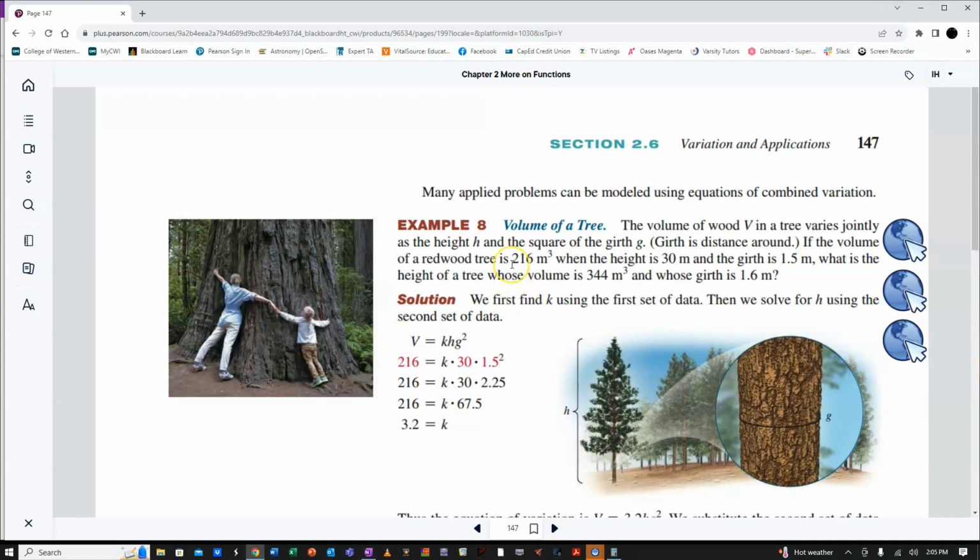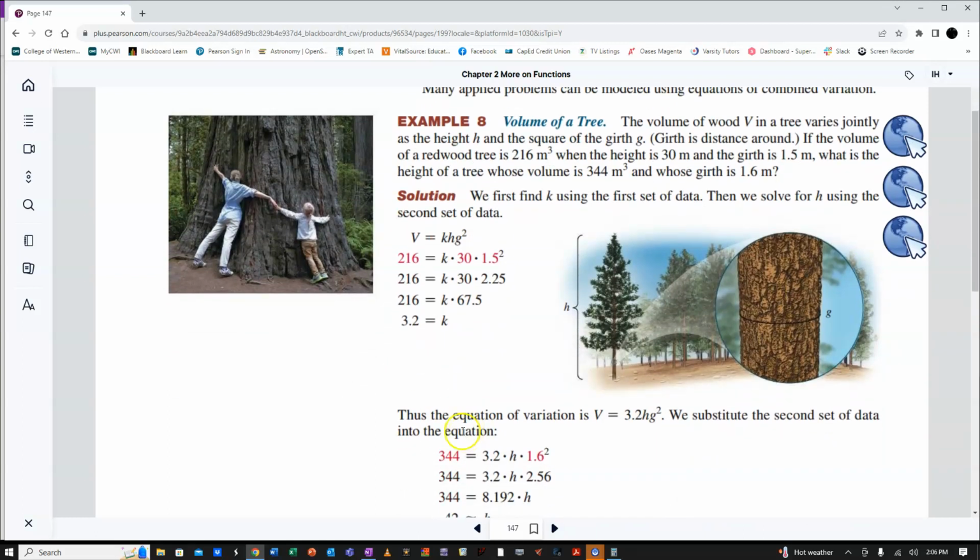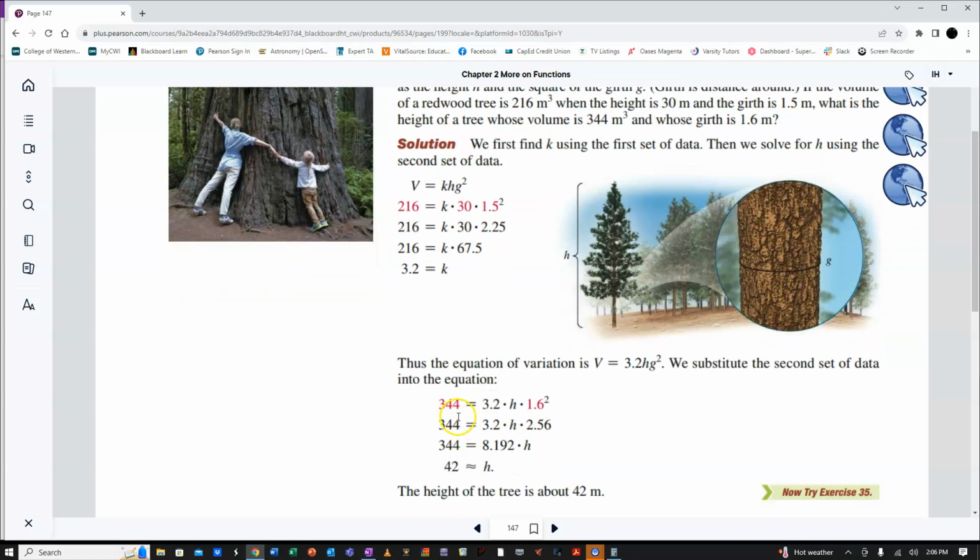We then plug in the numbers that are given in the problem, that the volume is 216 cubic meters when the height is 30 and the girth is 1.5. Going through the process of evaluating the constant, you get 30 times 2.25, 67.5. You divide that into 216, and you find that your constant is 3.2. So our equation of variation is V equals 3.2 times h g squared.